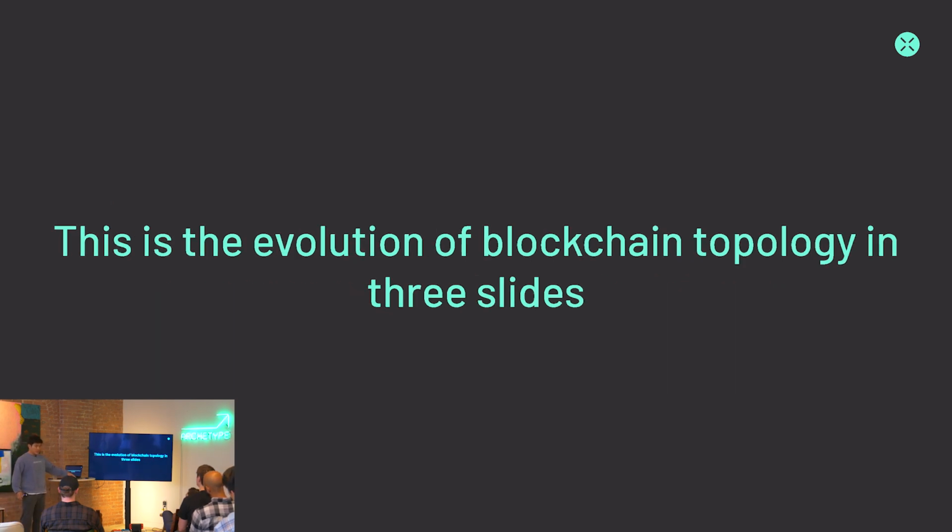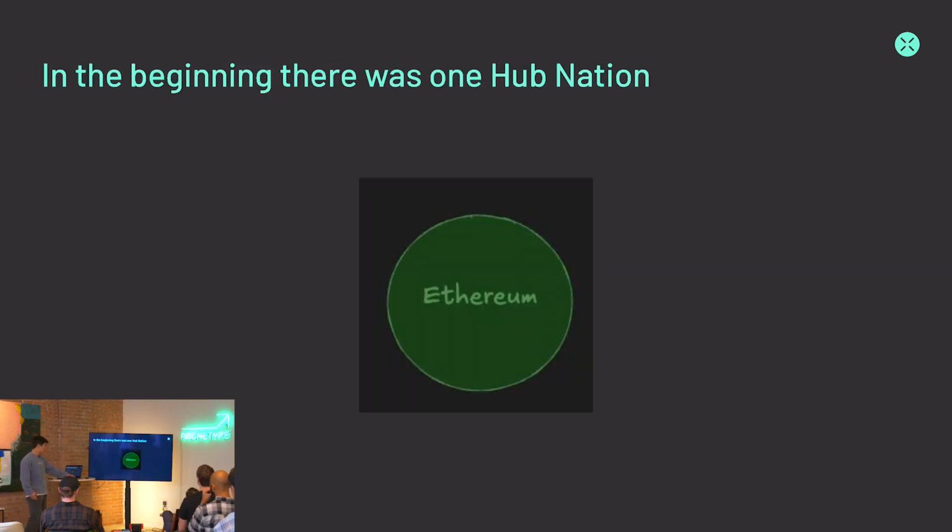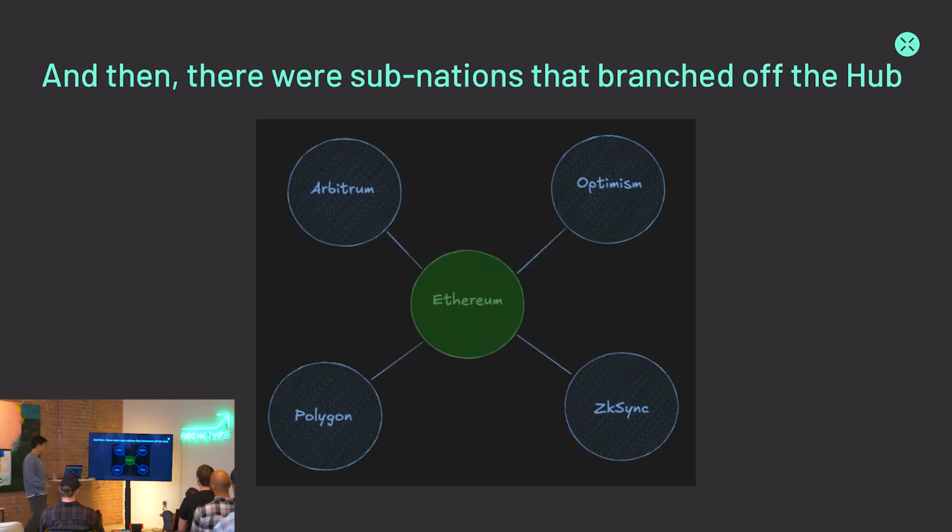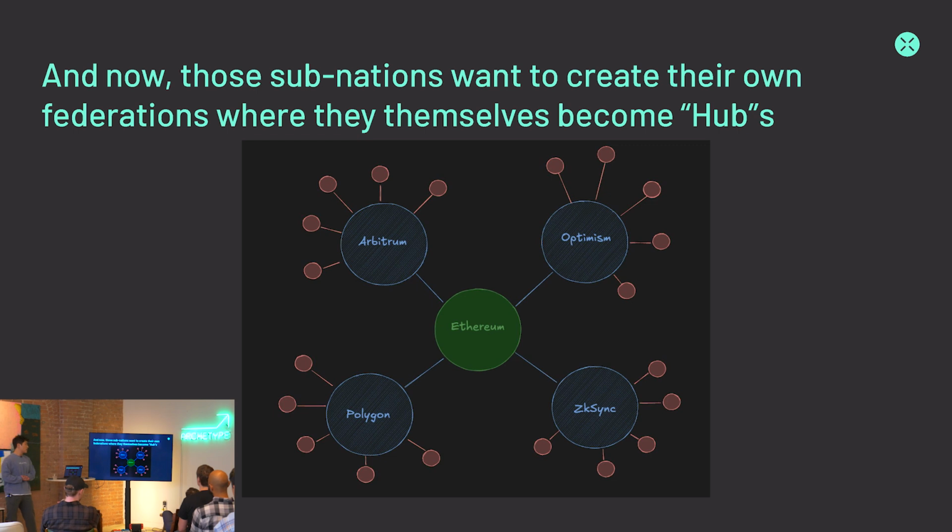So in 3 slides, this is how blockchains have evolved. In the beginning, there was a hub nation, Ethereum. And then there were subnations that branched off of the hub. And now we're at a point in time where each of these subnations wants to create their own federation where they themselves become the hubs. And I think we're going to keep seeing this pattern.